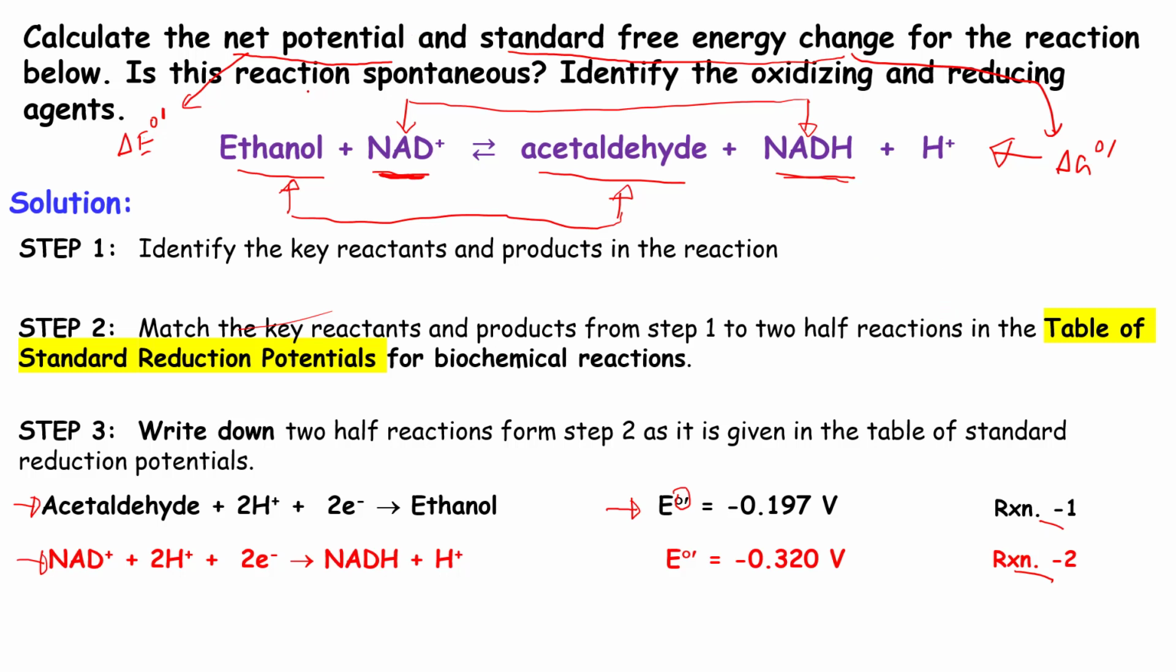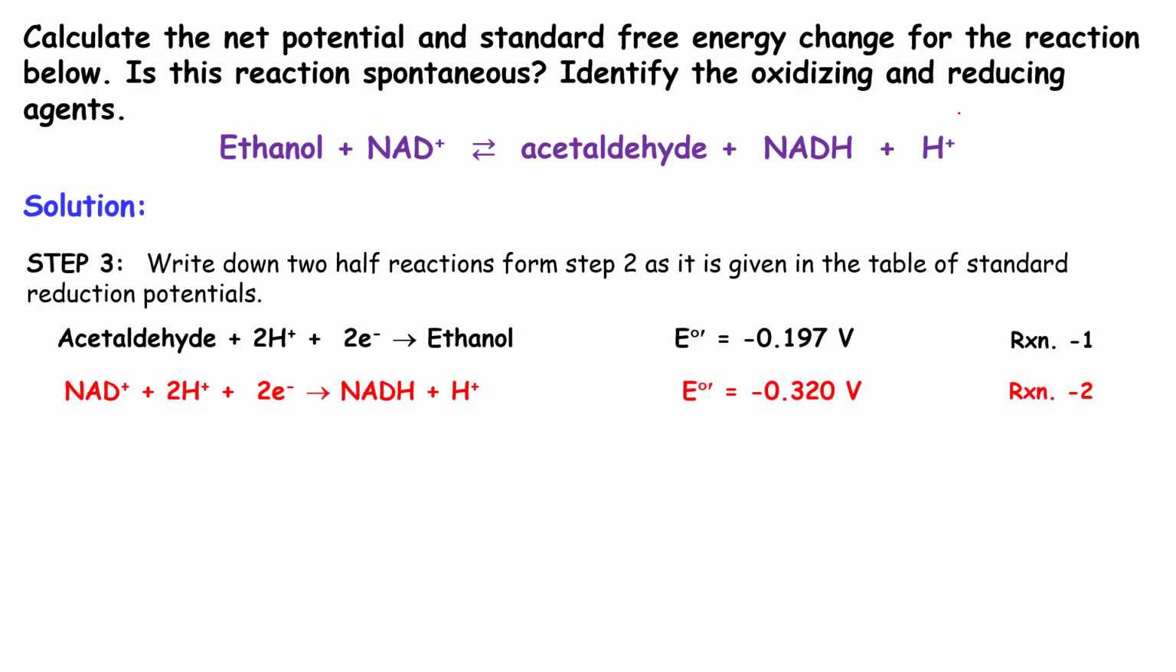And then we're also trying to figure out whether the reaction is spontaneous. And we're also trying to identify which is the oxidizing agent and which is the reducing agent in this particular overall reaction. Okay, so that's what we're trying to do. So far, so good. We have written down the 2 half reactions and we're all set, and we're going to move on to the next step.